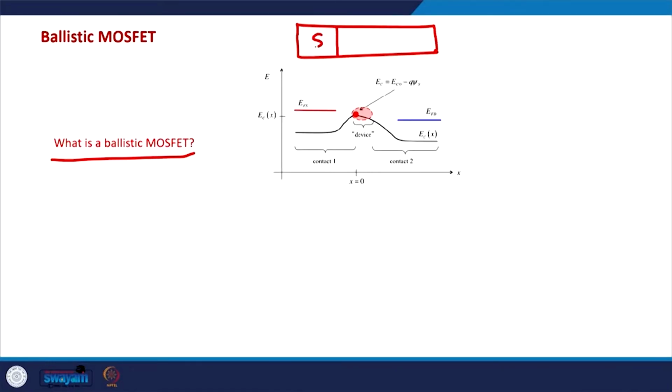There is a source, there is a drain, and there is a channel region. We are just looking at the channel region of the MOSFET, and the electron starts from the source and goes directly to the drain side. So there is no scattering in the channel, but electrons undergo a lot of scattering in the source and in the drain.